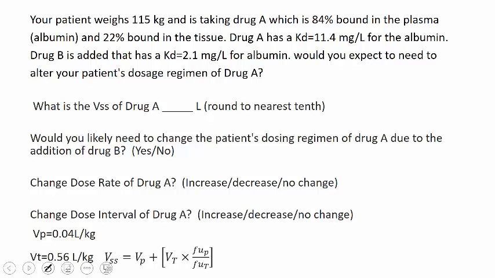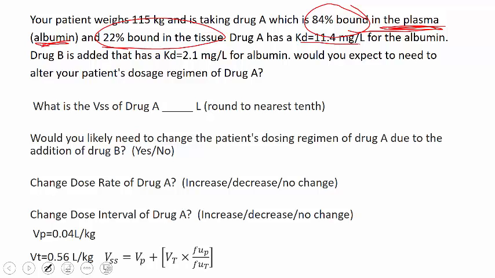Okay, your patient weighs 115 kilos and is taking drug A, which is 84% bound in the plasma to albumin and 22% bound to the tissue. So it's more highly bound in the plasma, right? Which is the smaller compartment, so we expect a relatively small volume of distribution.